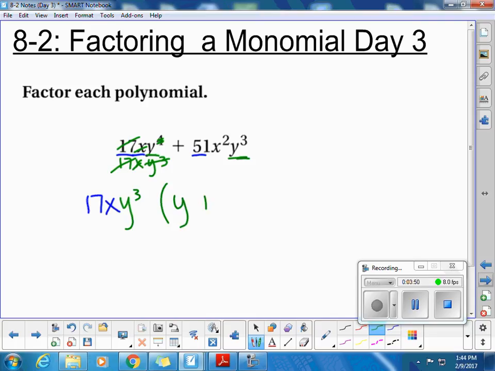And then plus 51 is divisible by 17. Let's see, xy to the third. So 17 goes into 51 3 times. My x on the bottom cancels one of my x's on the top, leaving me just x. And my y's are totally canceled out. So there is my factored polynomial.